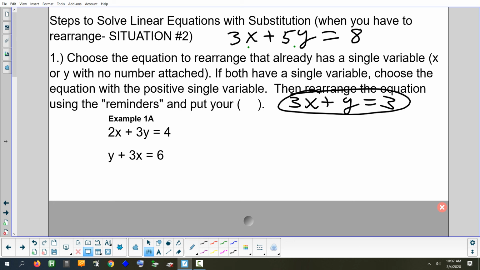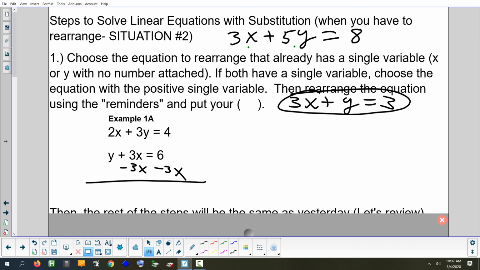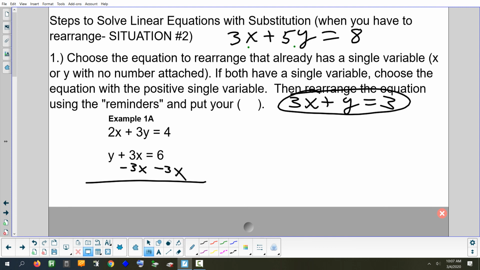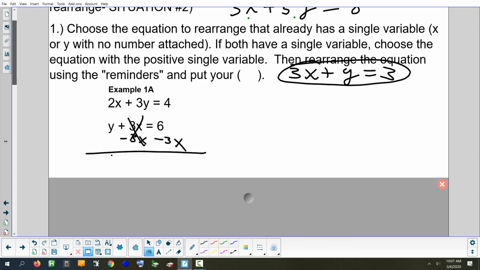Careful, if we add 3x to 3x, we're going to get 6x. So, Joe? Subtract what? 3x. Yep. And subtract 3x there. Right. So if I do that, Tristan, what would I have on the left-hand side after I do that? Y. Yep, y equals. And Gianna, what would I have on the right side? 6 minus 3x. Perfect.